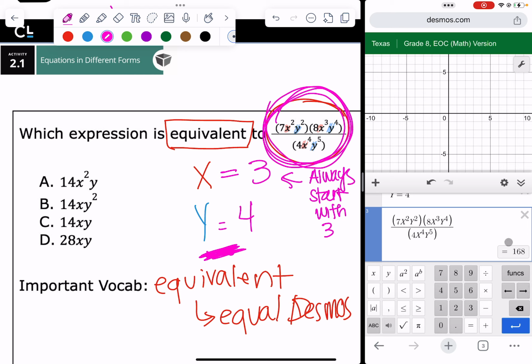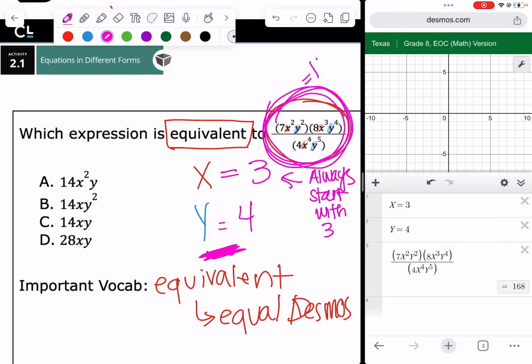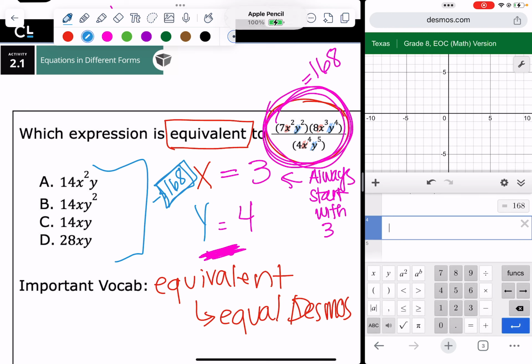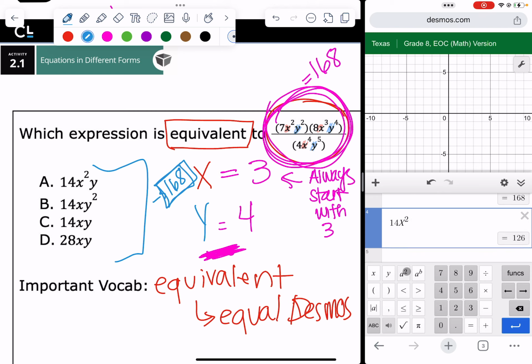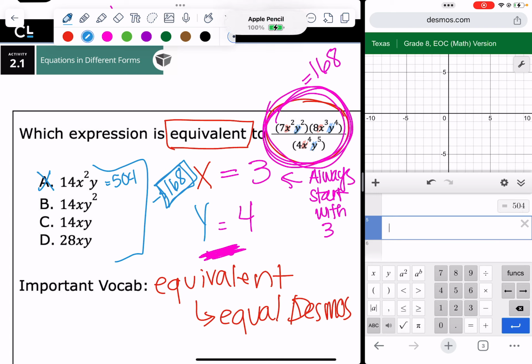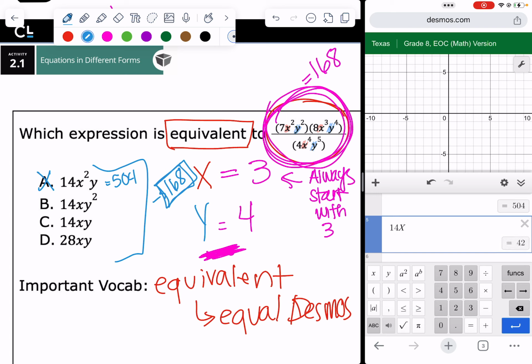And now I have 168. That is my answer, 168. So when I'm doing all the answer choices, I need 168 to show up. That is what I need. So when I put in answer choice A, I have 14, big X, little 2, then big Y. That gives me 504. 504 is not the same, so it cannot be my answer. So if I do the next one, 14, X, Y, little 2, that gives me 672. 672. That is also not the same.